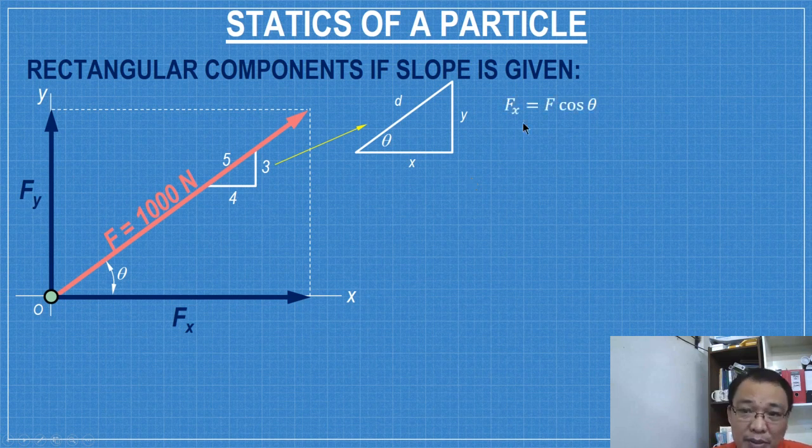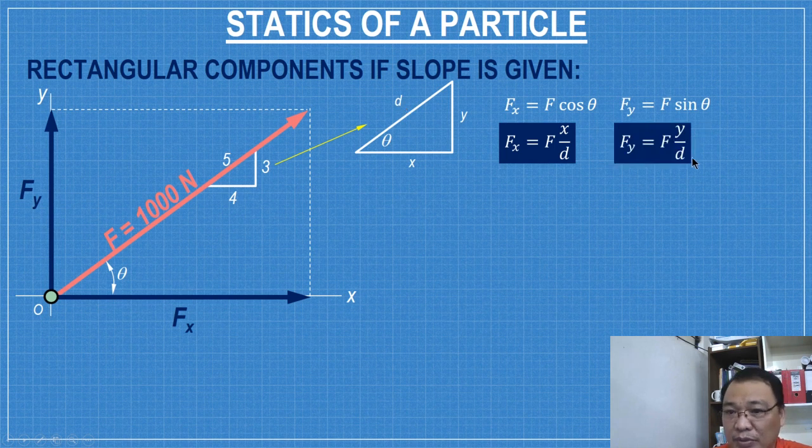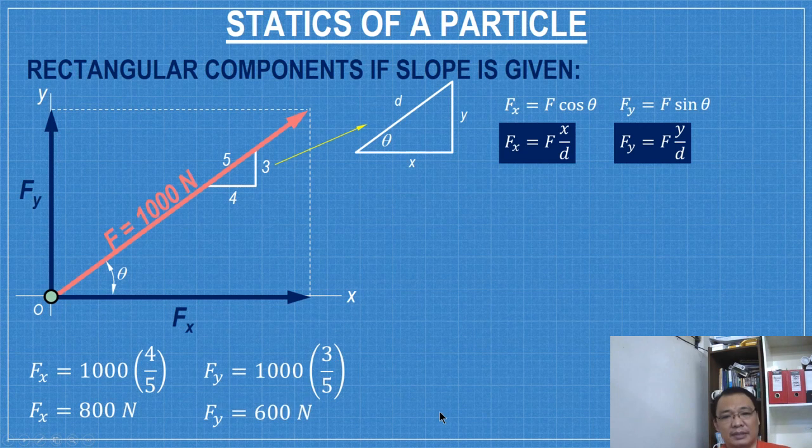And let's go back sa expression. Fx is F cosine theta. And from here, cosine of theta is adjacent over hypotenuse. That's x over d. Yeah? And then Fy is F sine theta, and sine of theta is opposite over hypotenuse. So that's y over d. And if you want to solve for Fx and Fy, simple. X is 4, d is 5. Okay? So Fx equal to 800. And for Fy, y over d, that's 3 over 5. 600. So, yun na ang pagguha sa rectangular components if the slope is given.